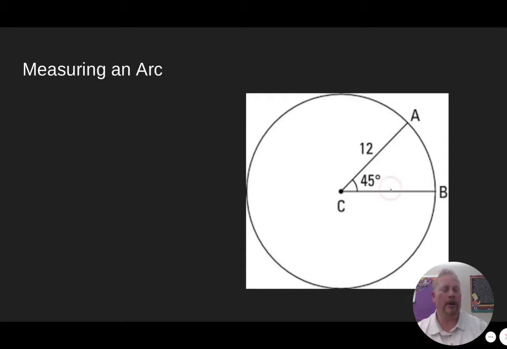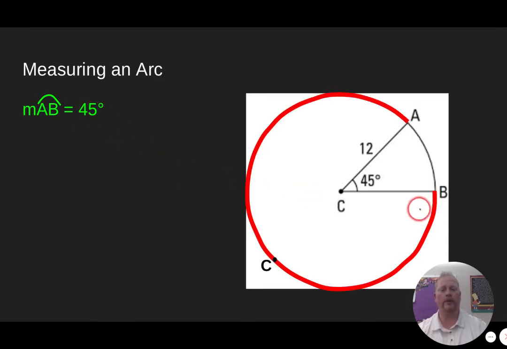The measure of an arc, so the measure of AB, is also going to be 45 degrees. So whatever the central angle is, the measure of the arc is the exact same. So here I would say the measure of arc AB is 45 degrees, and that's exactly how I would write that.